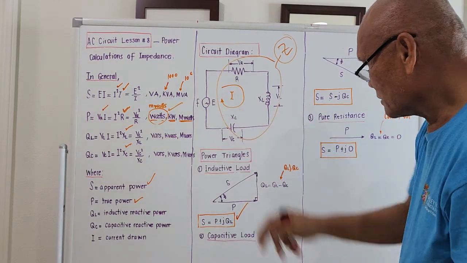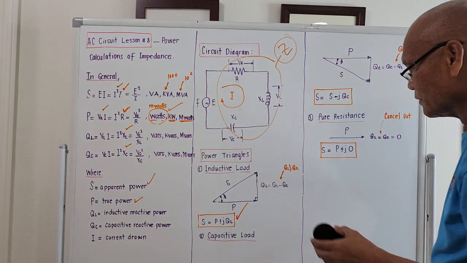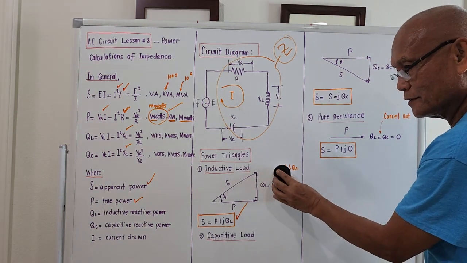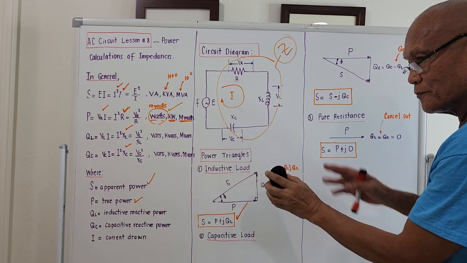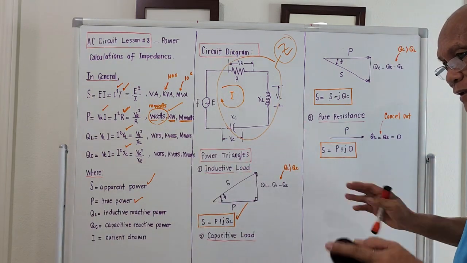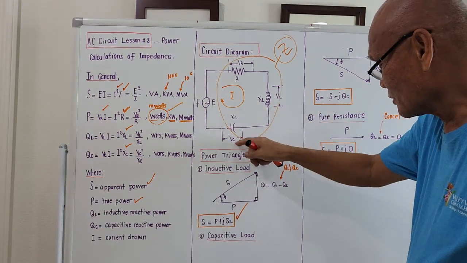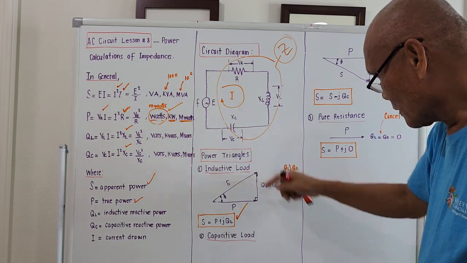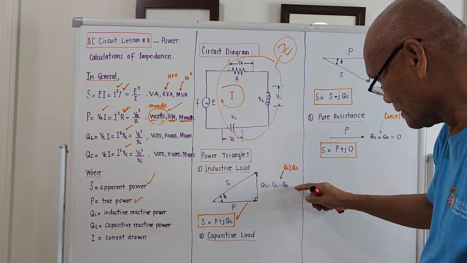But if there is no X sub C, it will just be simply like that. Okay? But if there is an X sub C, but unluckily Q sub L is greater than Q sub C, this portion here will still be Q sub L minus Q sub C.